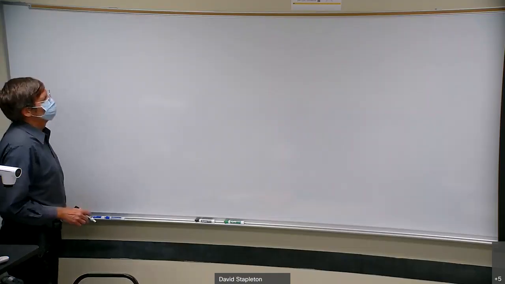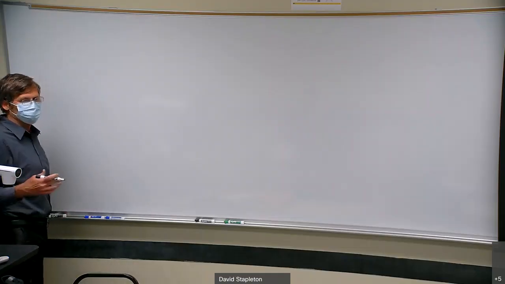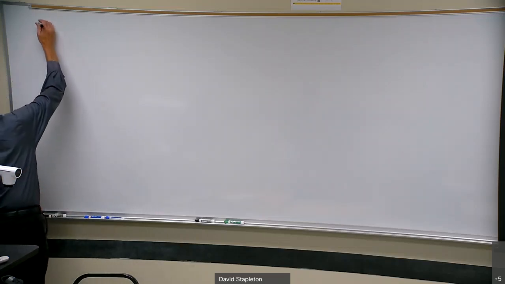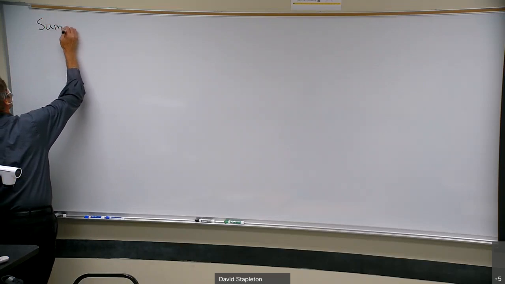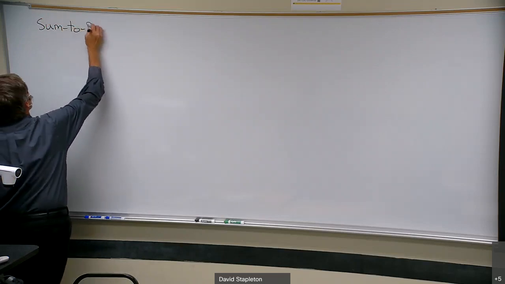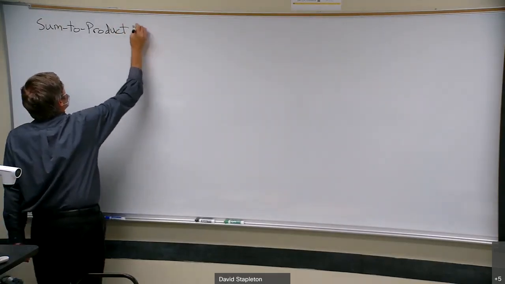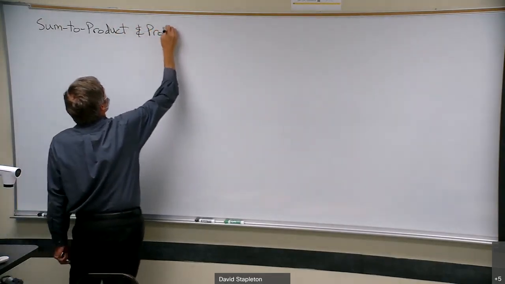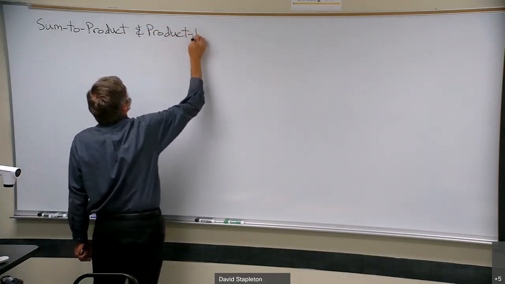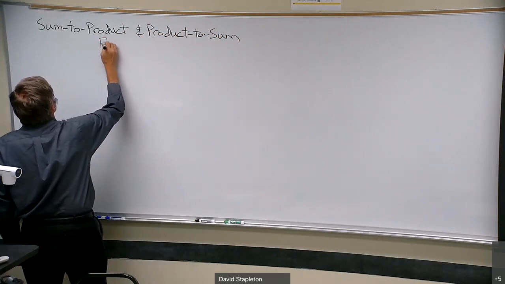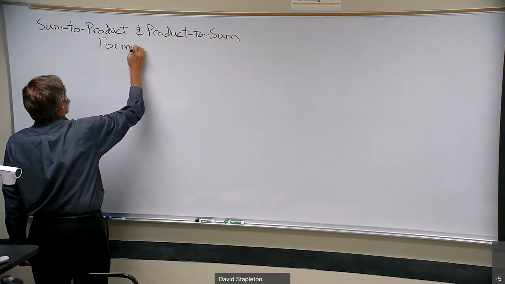Well, today we'll have a shorter topic, and so I'll actually start a second topic. First topic we want to look at is the sum to product and product to sum formulas. These are the last identities we're going to do.